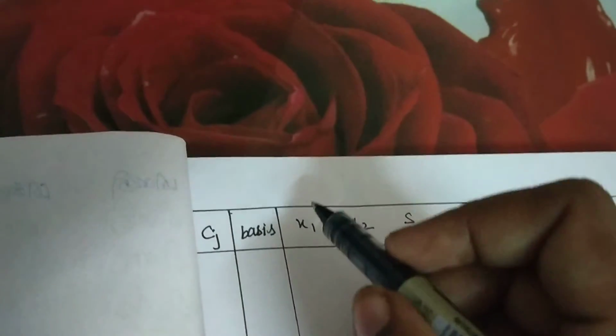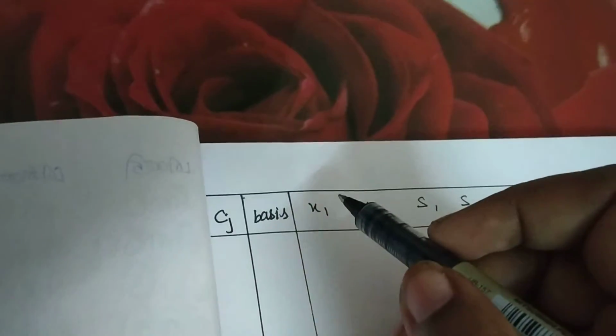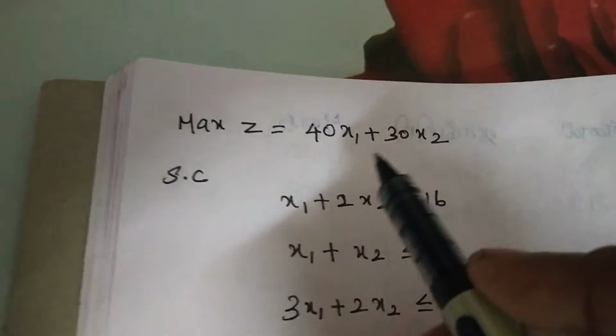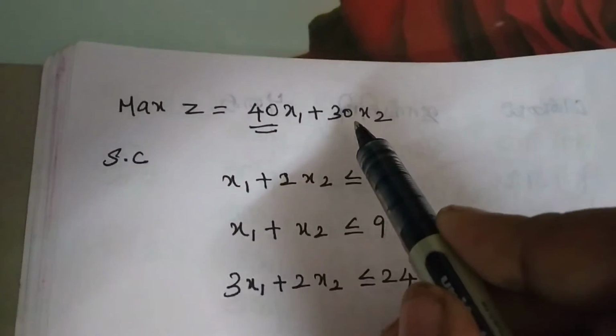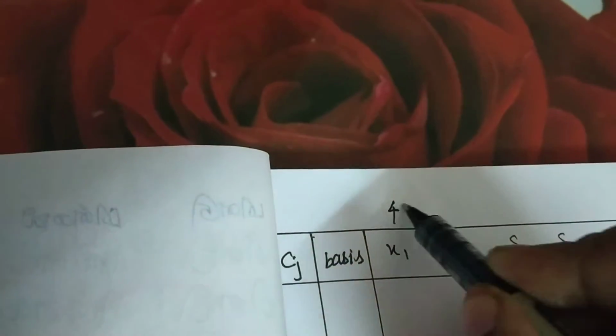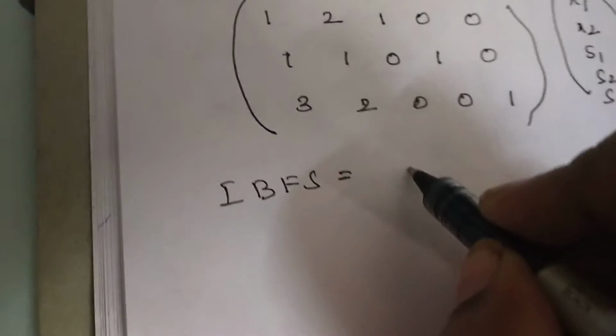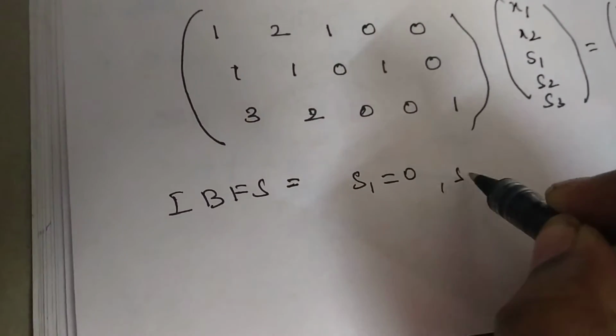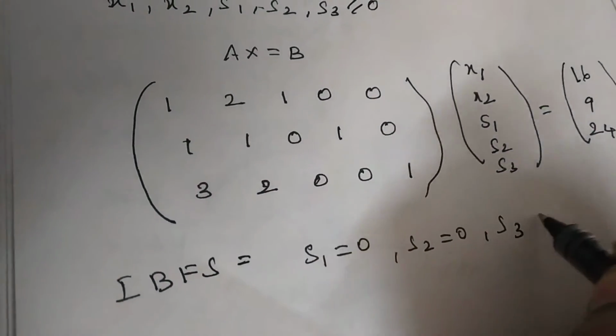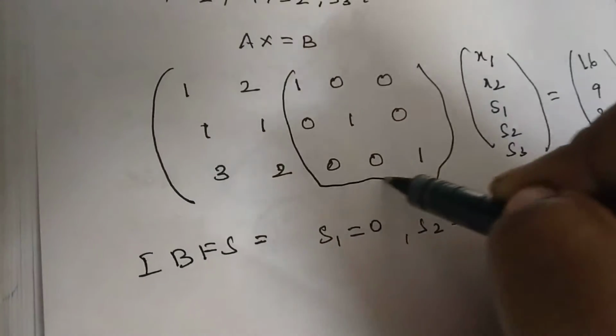First you have to write the cost of x1. So this is the cost of x1, this is the cost of x2. So here the cost of x1 is 40 and the cost of x2 is 30, s1 is 0, s2 0, s3 0. Before that we have to write the initial basic feasible solution. The initial basic feasible solution is s1 is equal to 0, s2 is equal to 0 and s3 is equal to 0. We just consider this one only.